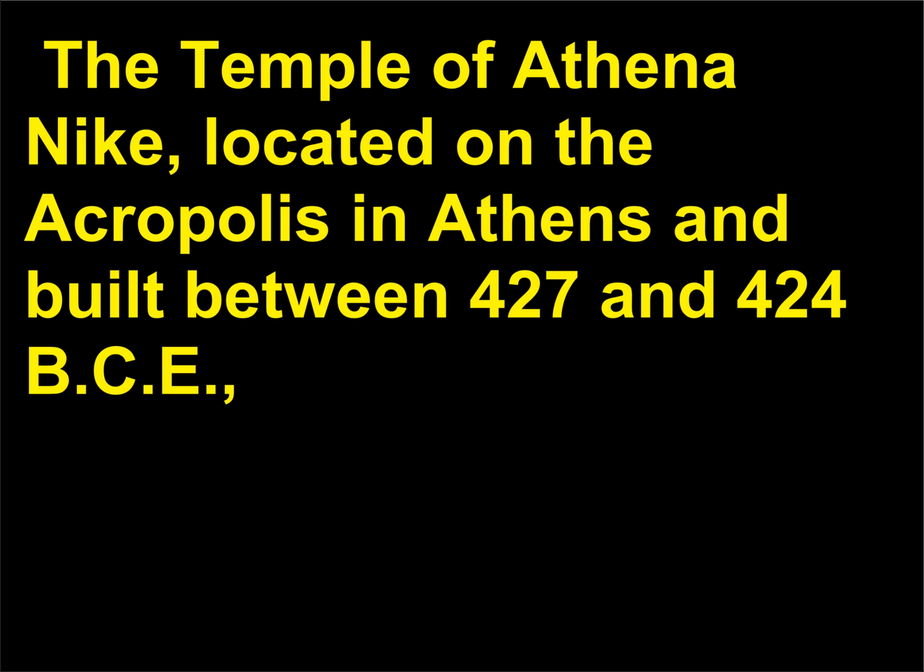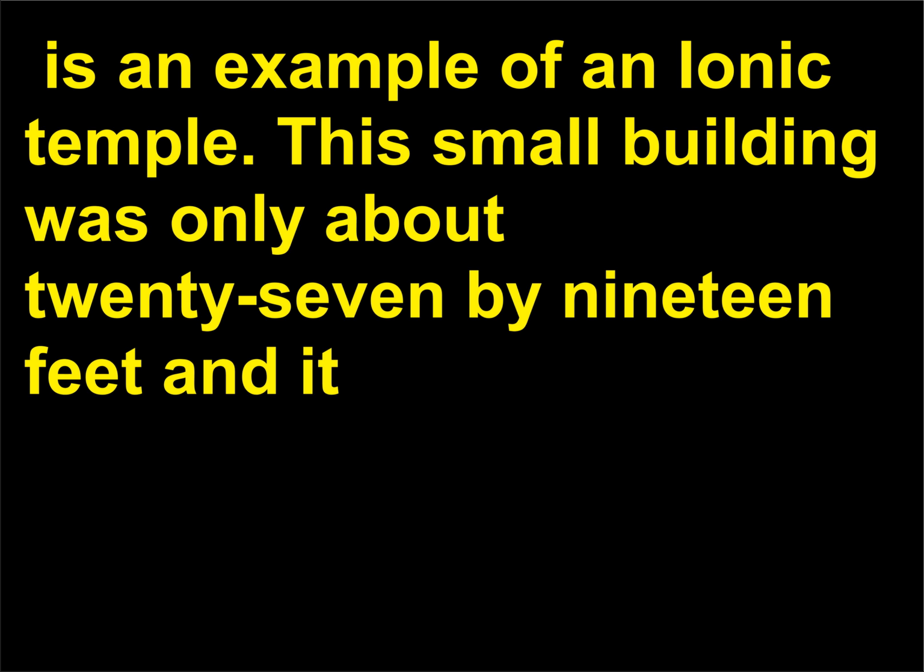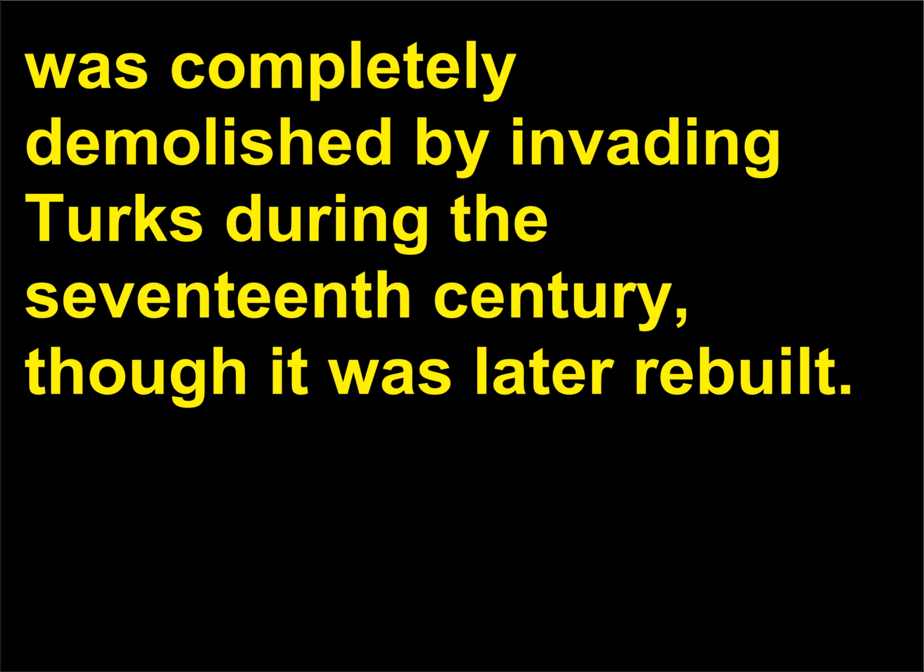The Temple of Athena Nike, located on the Acropolis in Athens and built between 427 and 424 BCE, is an example of an Ionic temple. This small building was only about 27 by 19 feet and it was completely demolished by invading Turks during the 17th century, though it was later rebuilt.